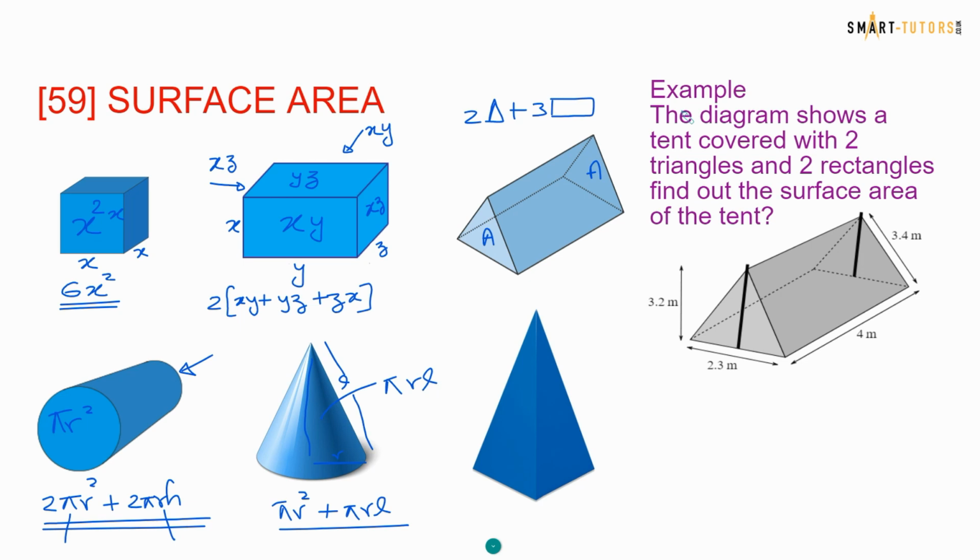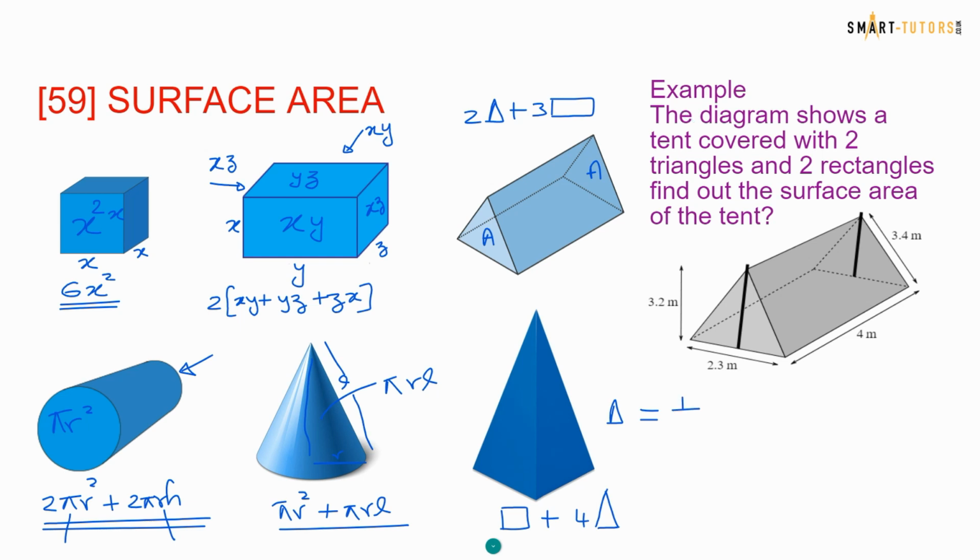So this one is a square base pyramid, so 1 square at the bottom plus 4 triangular surface areas. You need to find out and add them up. Example here, the diagram shows a tent covered with 2 triangles and 2 rectangles. Find out the surface area of the tent. I'm not going to be finding the answer, just showing the working.